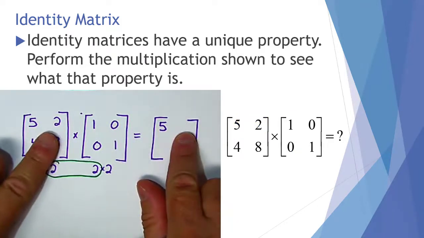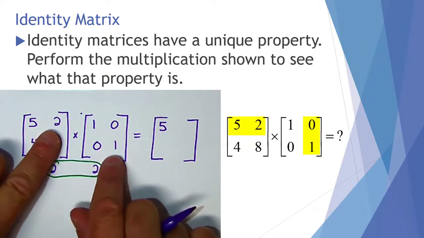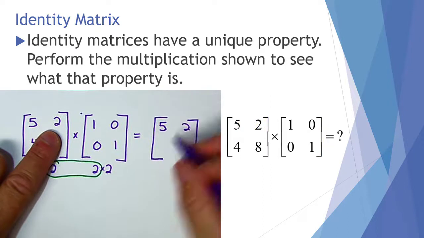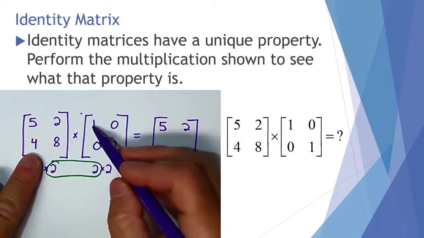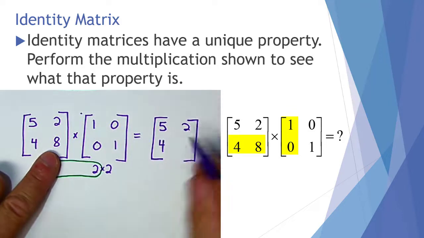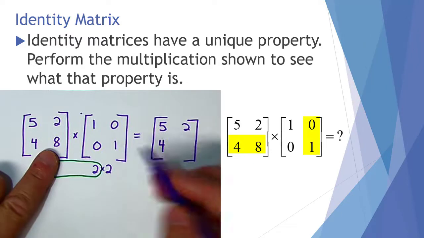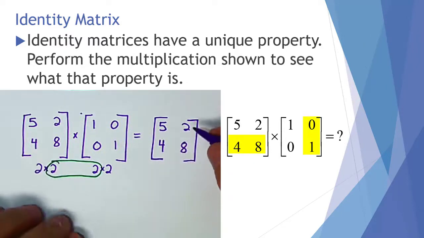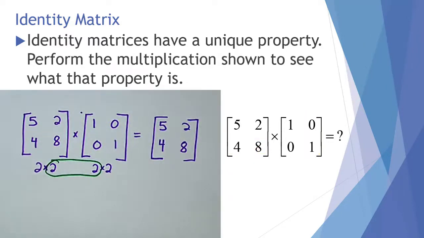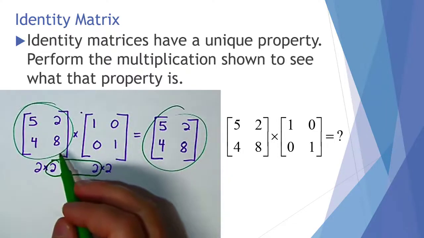Top right entry is top row dot product with the right column. That's 5 times 0, which is 0, plus 2 times 1. Bottom left entry, 4 times 1, which is 4, plus 8 times 0. And sure enough, bottom right entry will be 4 times 0 plus 8 times 1, which is 8. And so here again, the product matrix turns out to be the same as the matrix we started with.